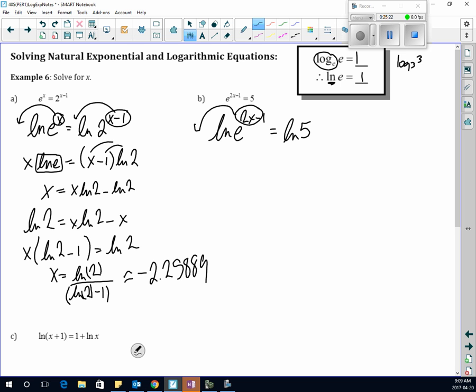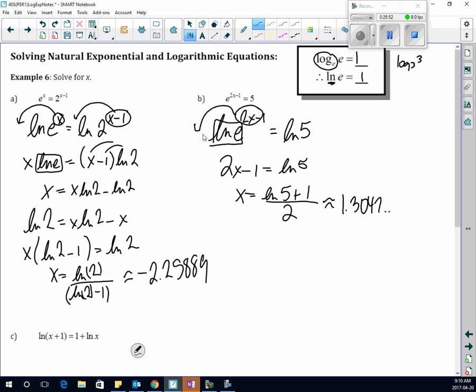So this will go in front, and ln e is equal to 1. So that means this is just 2x minus 1 equals ln 5. Yes? So x equals ln 5 plus 1 divided by 2. So that is 1.3047 blah, blah, blah. Notice I skip a lot of steps. I hope you're good with that.